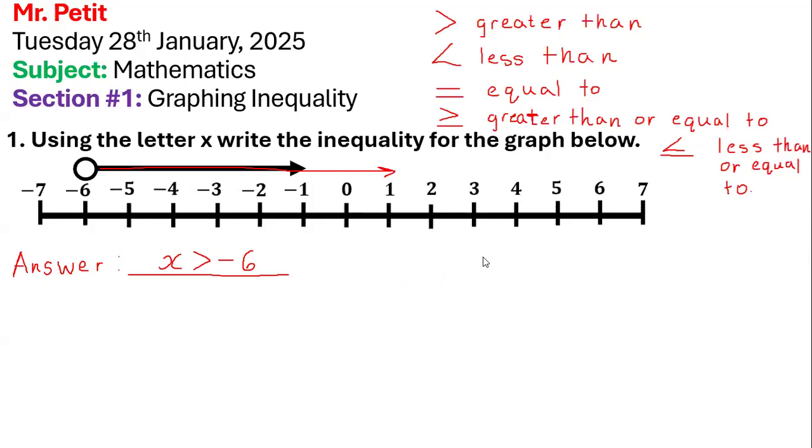Positive 6 is greater than +7. So if you do it the other way around, +6 is less than +7. So if you do it around, -6 would be greater than -7. Okay. Anyone else?